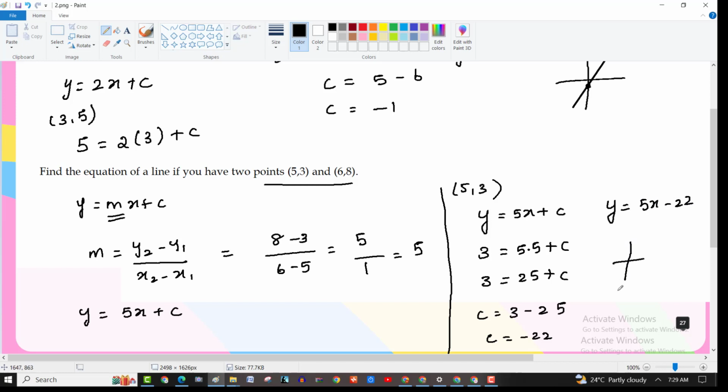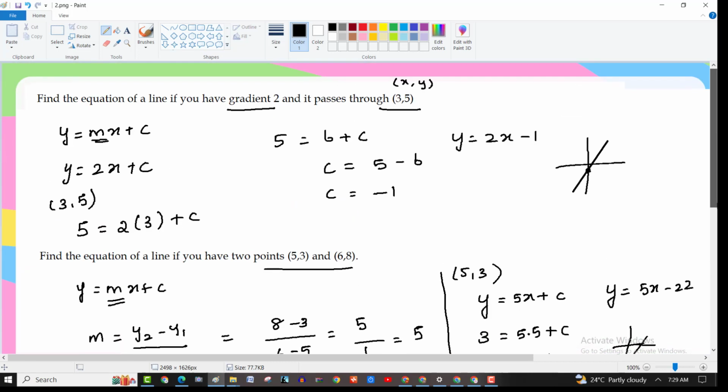So it will pass through minus 22 and it has positive gradient like this. Okay, that's all. Are you clear with this? This is minus 22. Y-intercept is minus 22. So this is how we find the equation of a line. If we have 2 points, and the equation of a line if we have one gradient and a point.